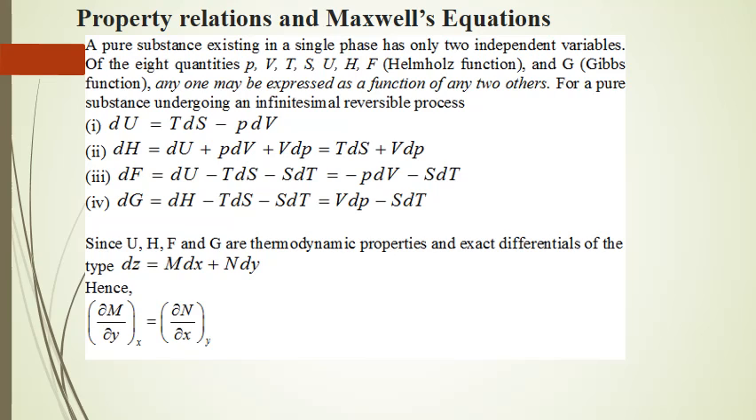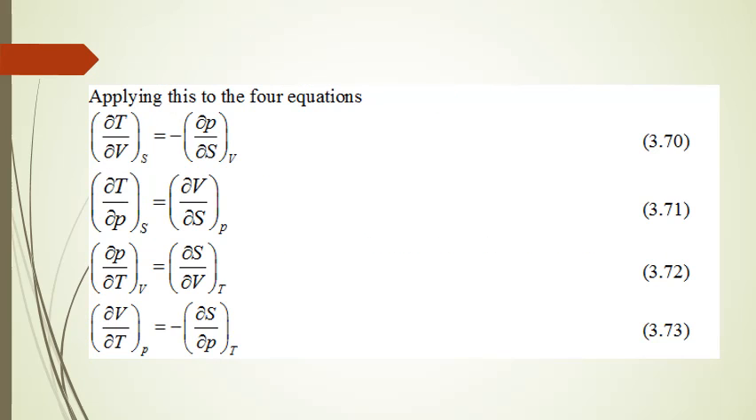Since U, H, F and G are thermodynamic properties and exact differentials of the type dz is equal to Mdx plus Ndy, any one of the property relations above is written in the form dz is equal to Mdx plus Ndy. So the first theorem is applicable here, that is (∂M/∂y) when x is constant is equal to (∂N/∂x) when y is constant. Applying this to the 4 equations, we get these 4 relations which are known as Maxwell relations.